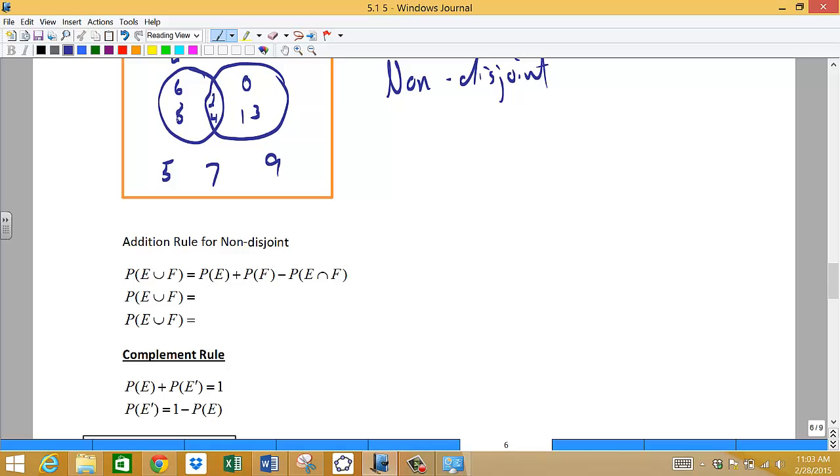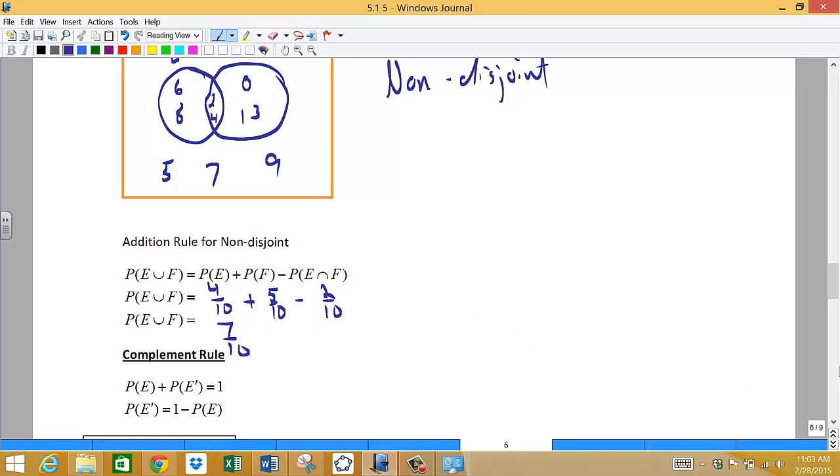Probability E, well, how many ways can E happen? 4 out of 10. Plus F is 5 out of 10. Minus E and F, which is 2 out of 10. Okay, so we get 7 out of 10 is the probability here. So you want to pay close attention to when they're disjoint and when they're non-disjoint.